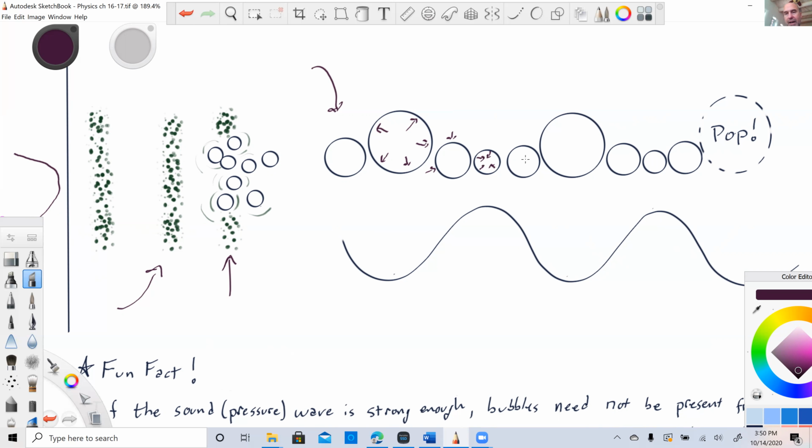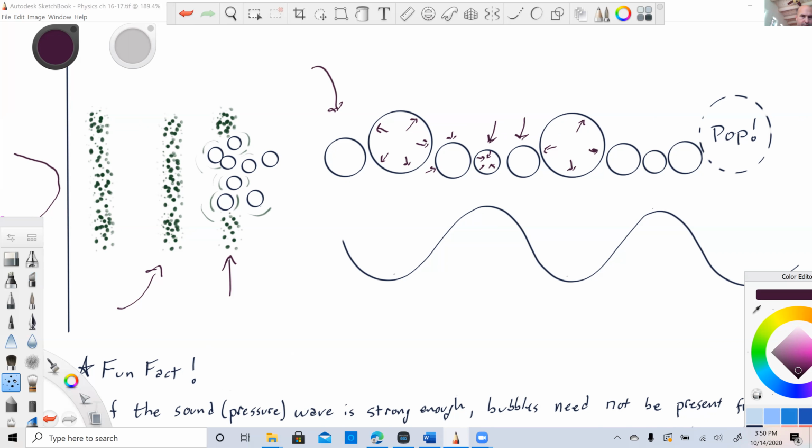It goes back to its normal size, and then during the next rarefaction, it gets bigger. Now, if you notice the way I drew this, it gets more big than it gets small, if that makes sense. The difference in size between undisturbed normal size, which is right there, and getting smaller during a compression.